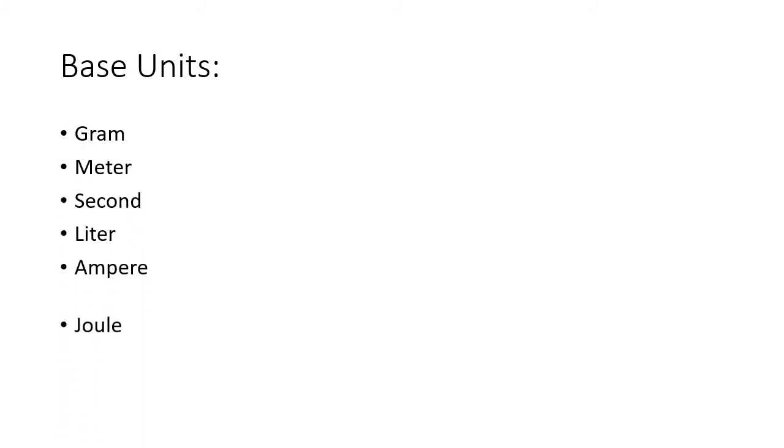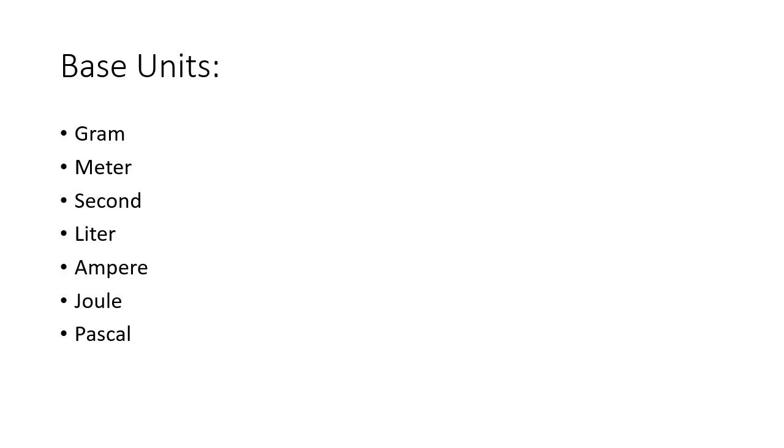These are examples of base units. Units like gram, meter, second, liter, ampere, joule, and pascal. These are the units that we don't substitute by a number. These are definitions. We use prefixes with these units. So whenever you have these units, like G for gram or M for meter, it stays as a symbol. We don't change or substitute by a number.